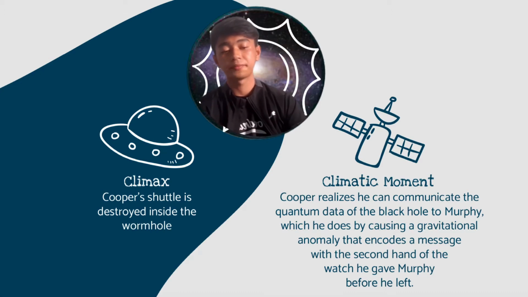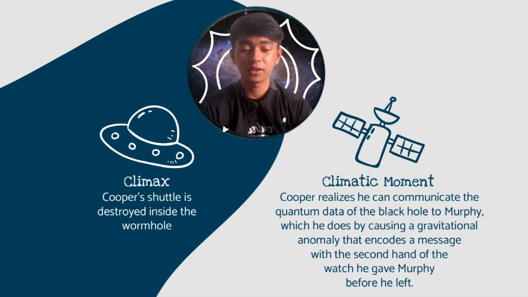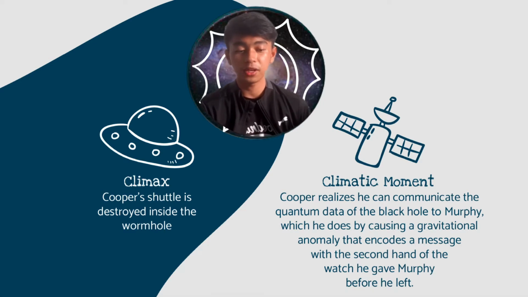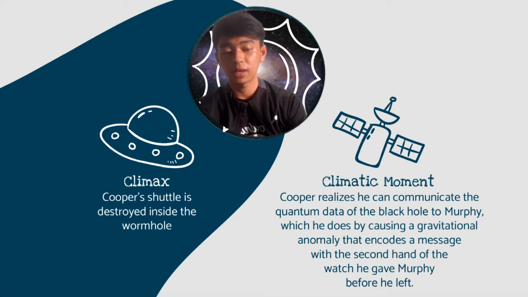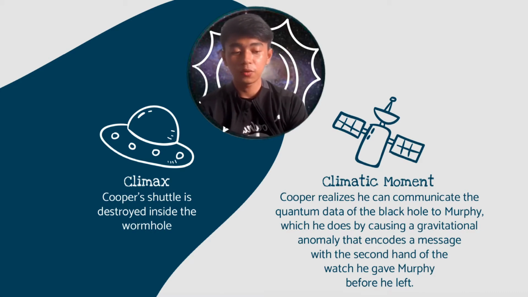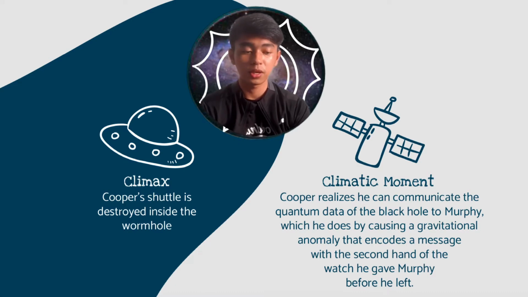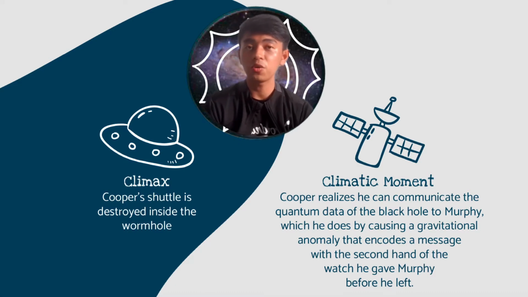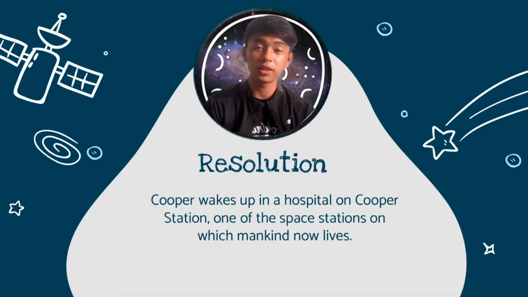Climactic moment. During this event, Cooper realizes he can communicate the quantum data of the black hole to Murphy. Murphy finds and deciphers the message and is able to solve the problem of gravity, which enables her to save humans from Earth and create a new home out in space. Finally is the resolution.